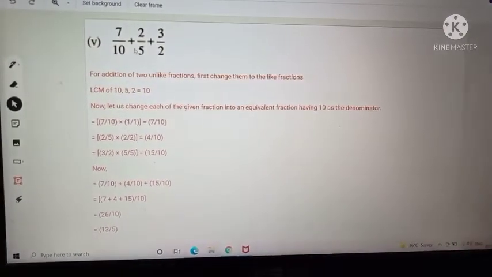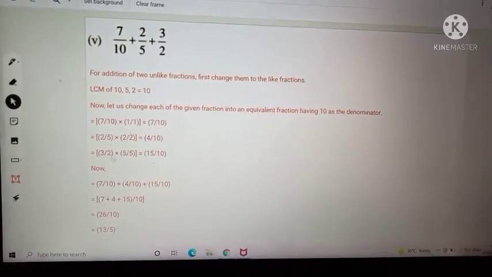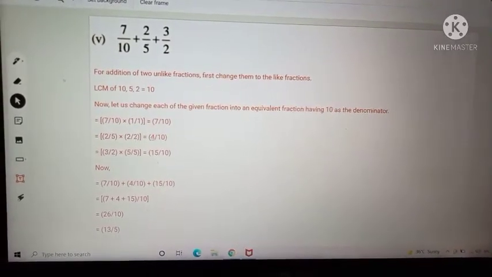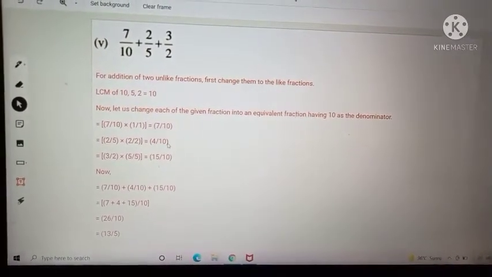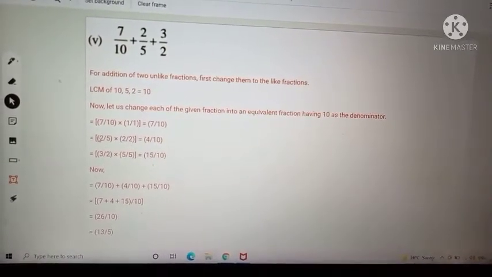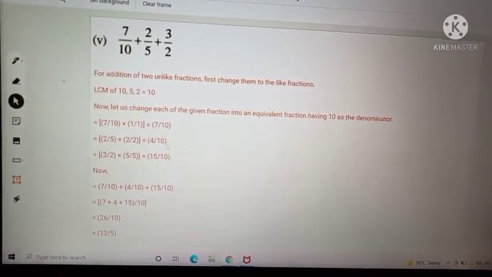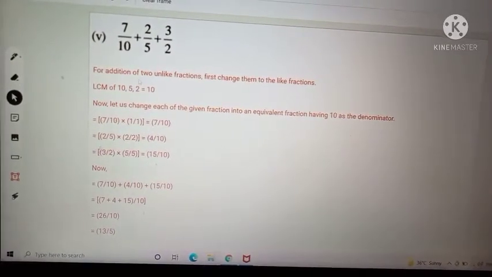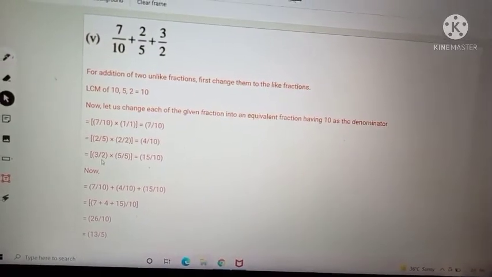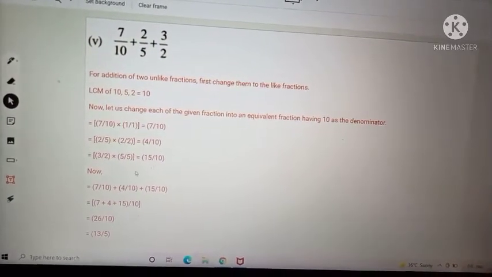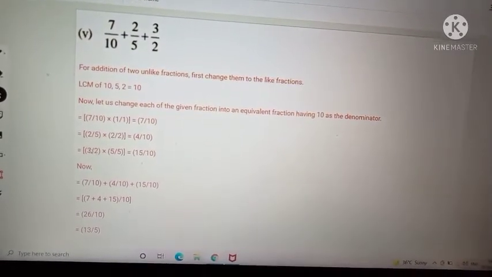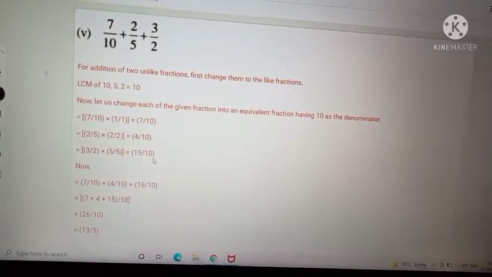Now we are taking the second fraction 2 by 5. With 2 by 5 we are multiplying 2, then only we will get 10 as the denominator. So 2 by 5 into 2 by 2. That is 2 into 2, 4. 5 into 2, 10. Then I am taking the next fraction 3 by 2. With 3 by 2, which number should we multiply to get 10? Yes, it is 5. So 3 into 5, 15. 2 into 5, 10. 15 by 10.